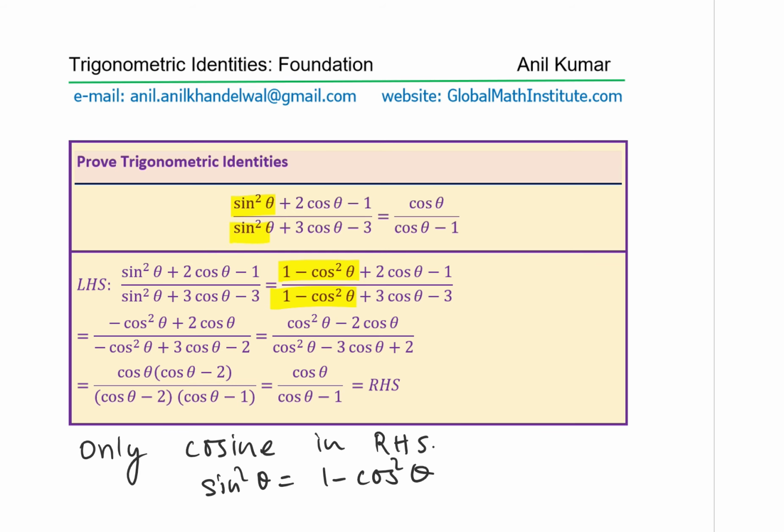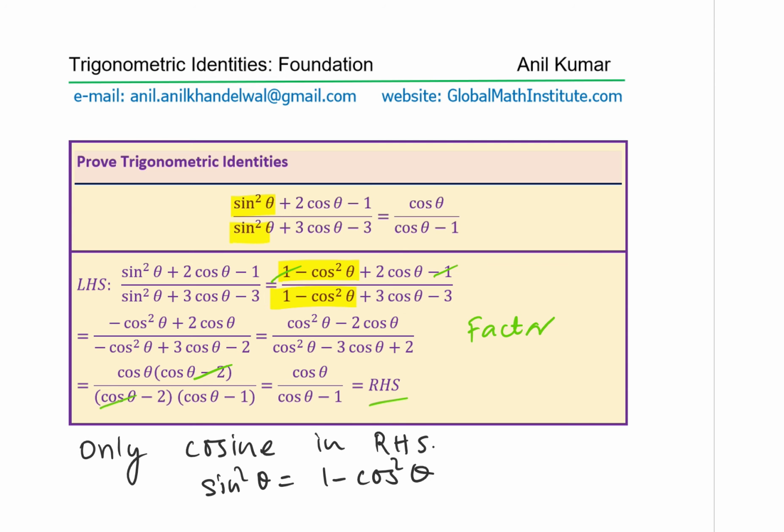So at this stage, fortunately for us, the numerator gets simplified to just a number, with the ones getting cancelled. So we get minus cos squared theta plus 2 cos theta. In the denominator, we have a quadratic expression. Dividing by minus, we have cos squared theta minus 2 cos theta over cos squared theta minus 3 cos theta plus 2. Now here we need to factor, correct? So you need to factor and get your result as shown here. Cancel the common factors, you get the right hand side.